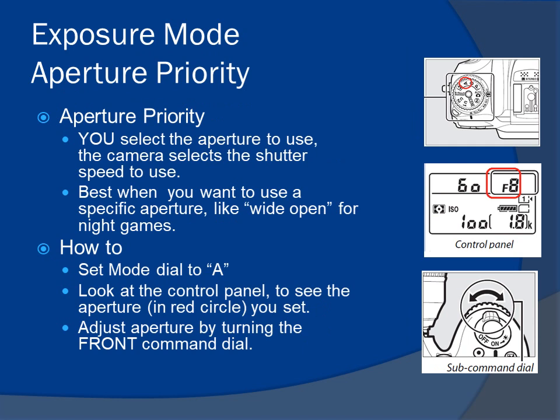Exposure mode aperture priority. You select the aperture to use. The camera selects the shutter speed to use. Best when you want to use a specific aperture, like wide open for night games.